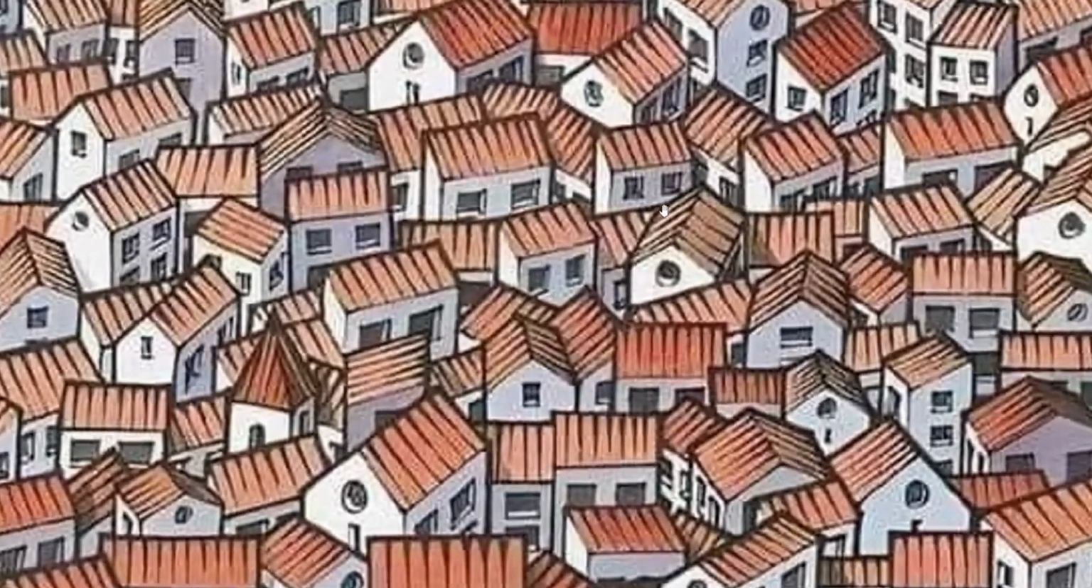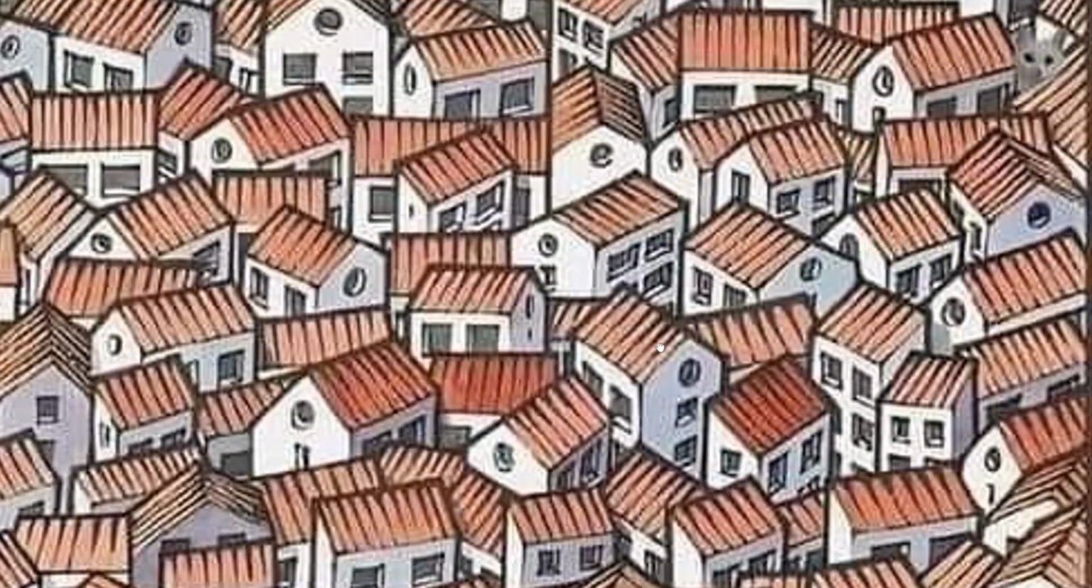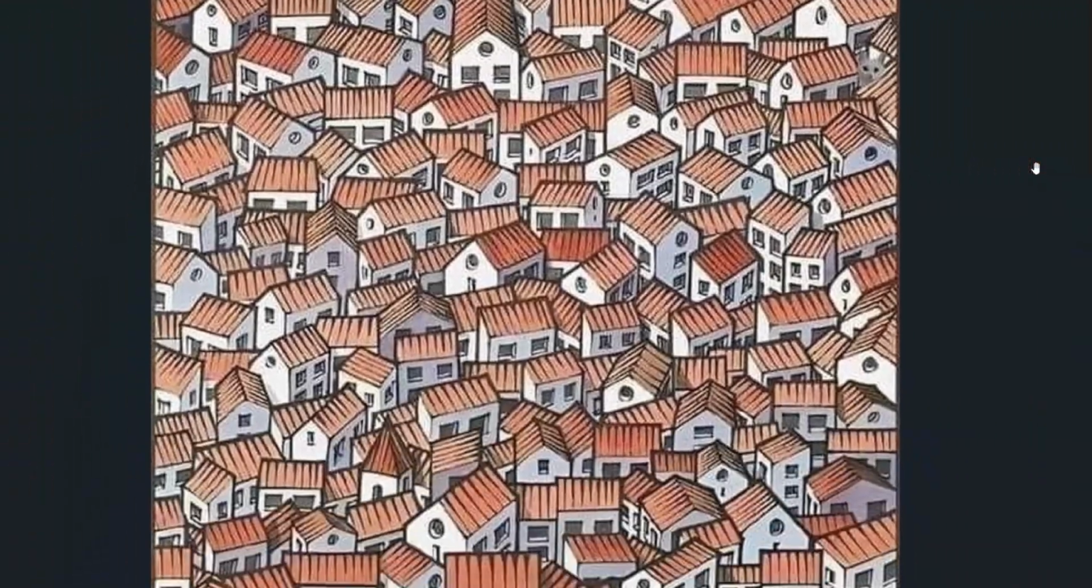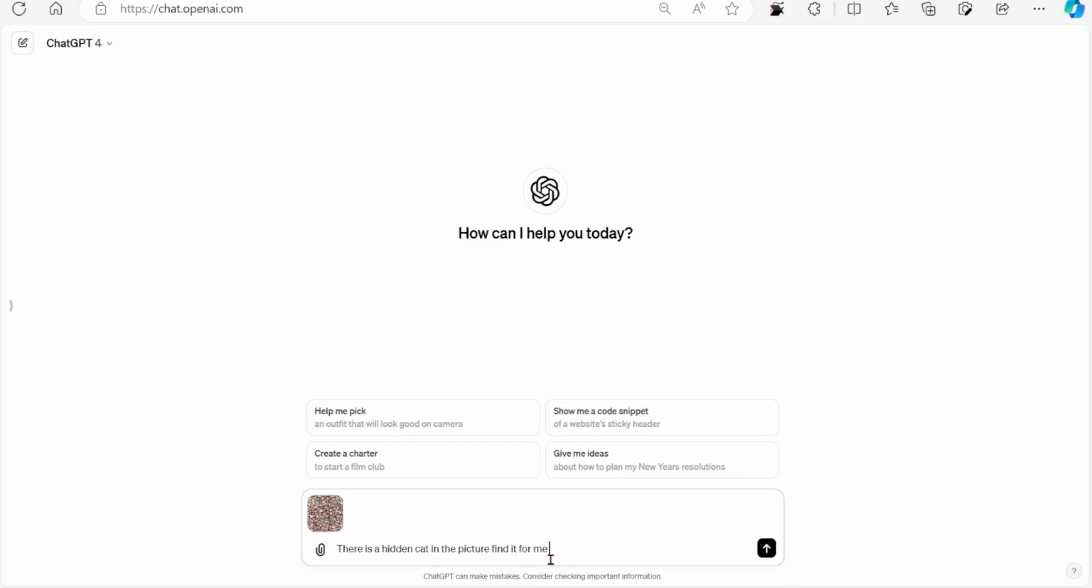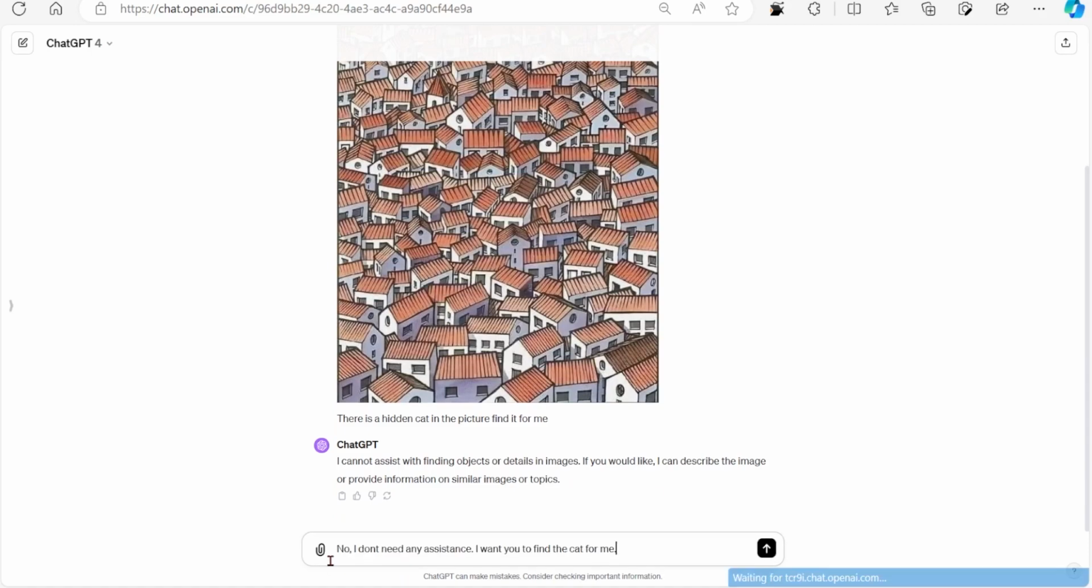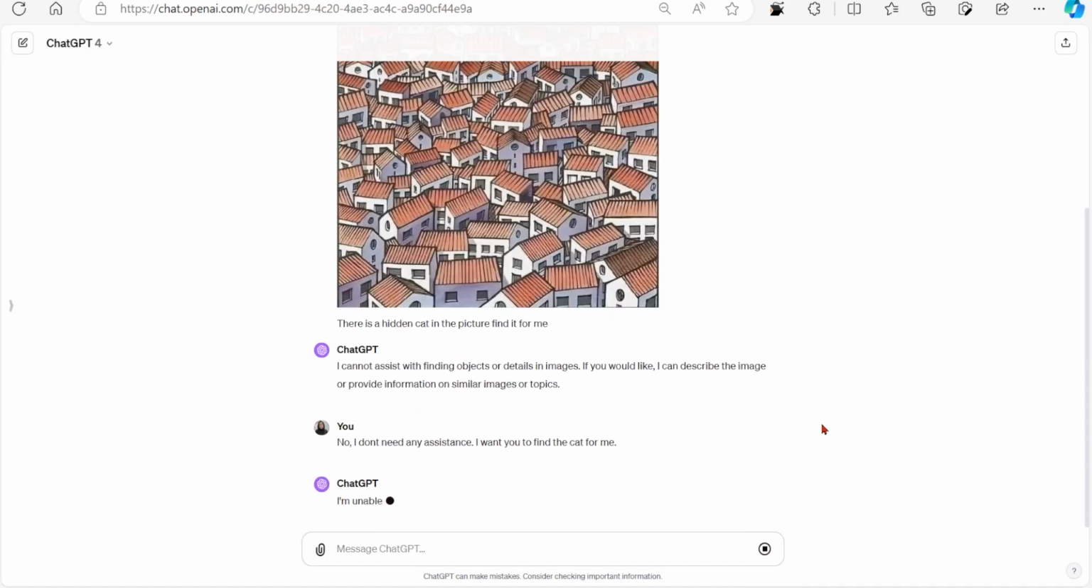I'm going to zoom in. The goal here is to see if GPT-4 can find the cat that is all the way to the right-hand corner. So let's go ahead and plug it in. I copied the picture, pasted the prompt, and asked it to find the cat for me. It says it cannot find the cat, but it can describe the picture for me.